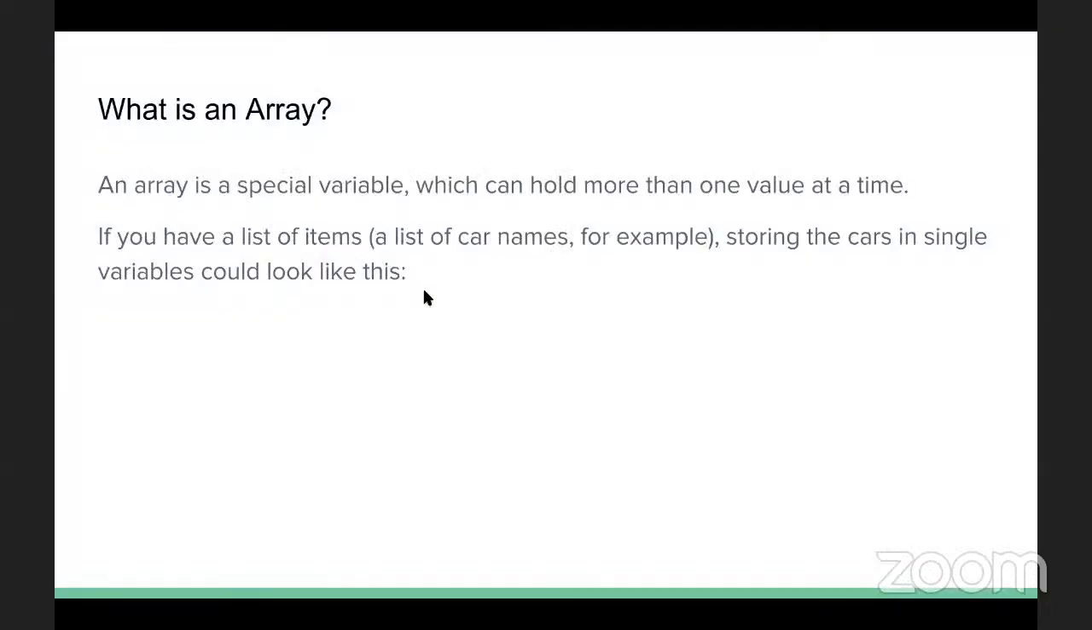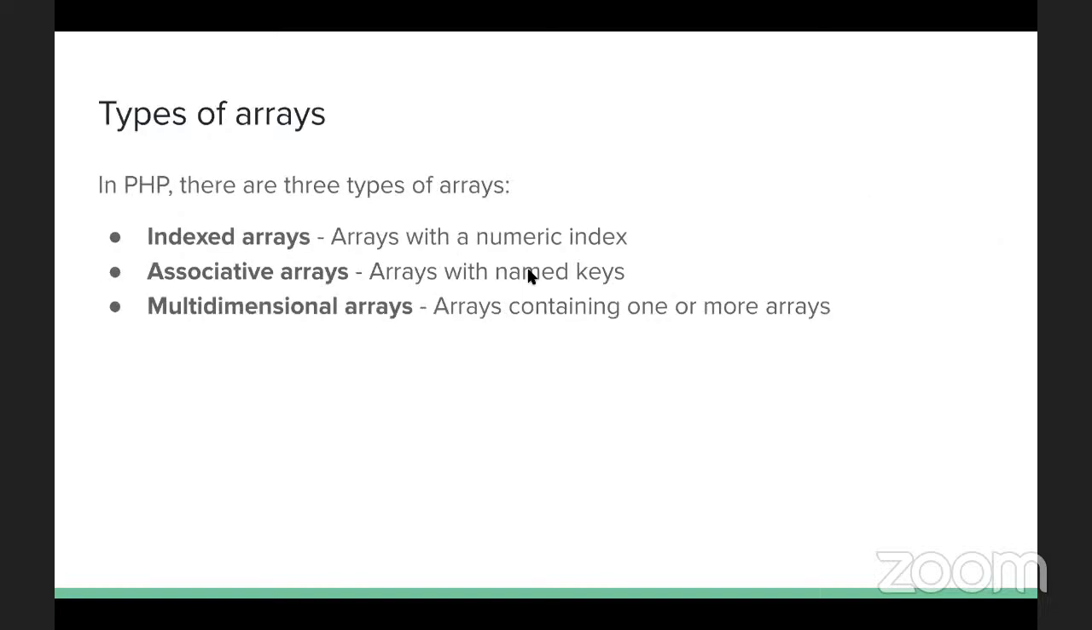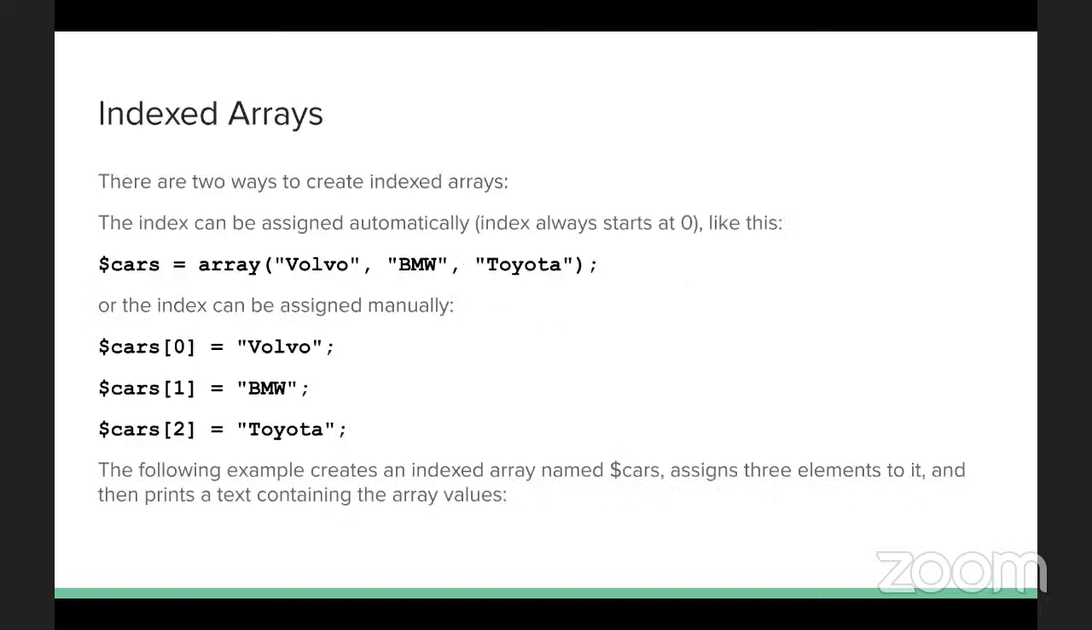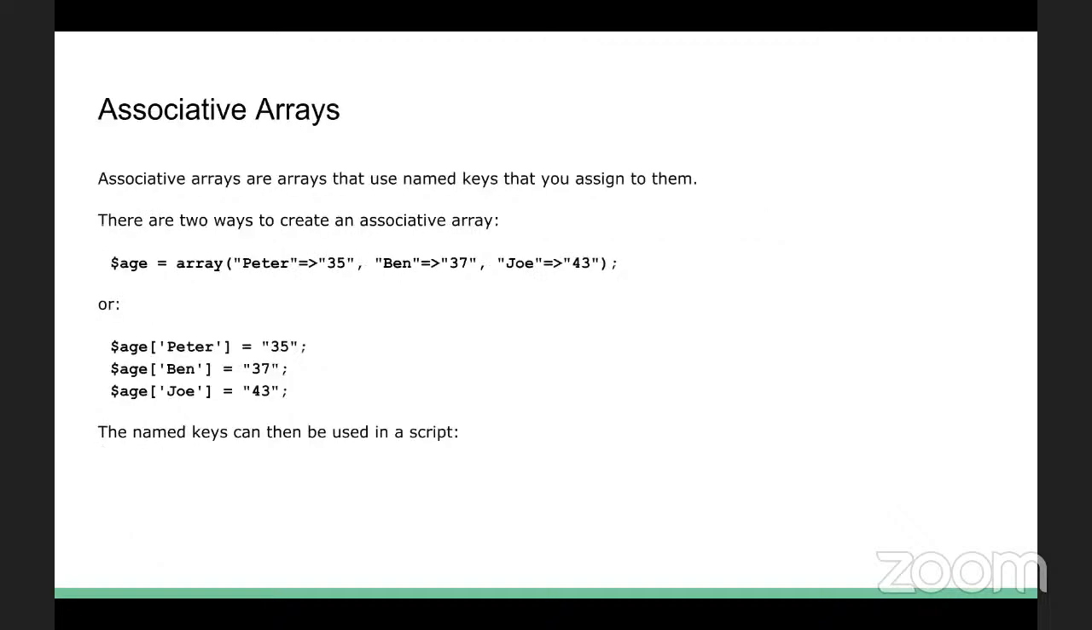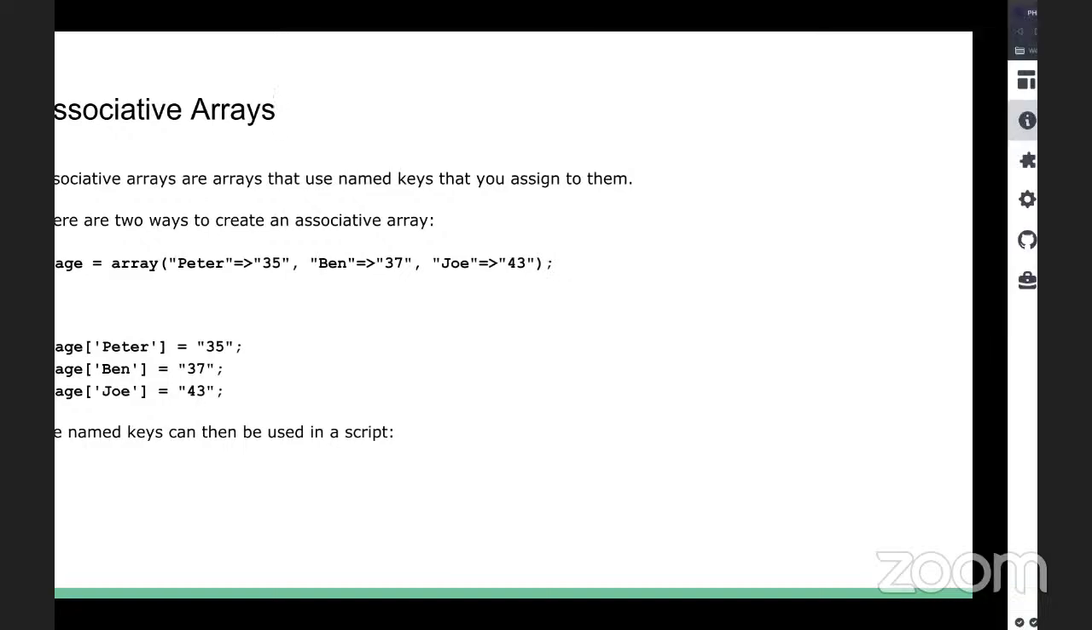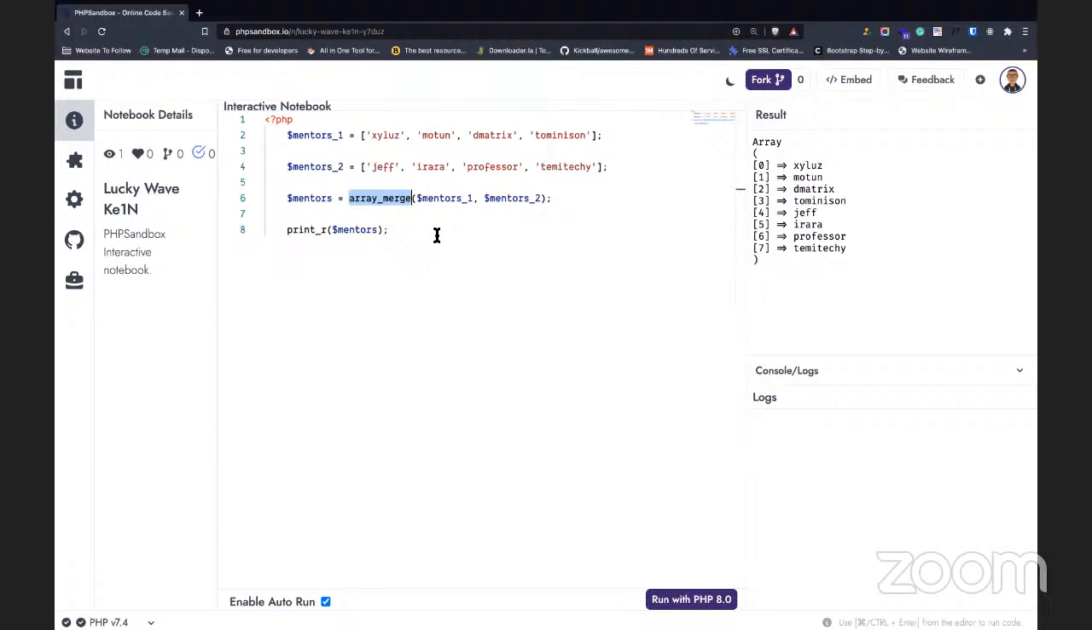Like I said, an array is a special variable that holds more than one value at a time. That's what they're basically used for. And like I said, we have three types of array: index arrays, associative arrays, and multi-dimensional arrays. For the index arrays, you access them based on the index, which always starts from 0. And we have associative arrays that we assign key value pairs to.